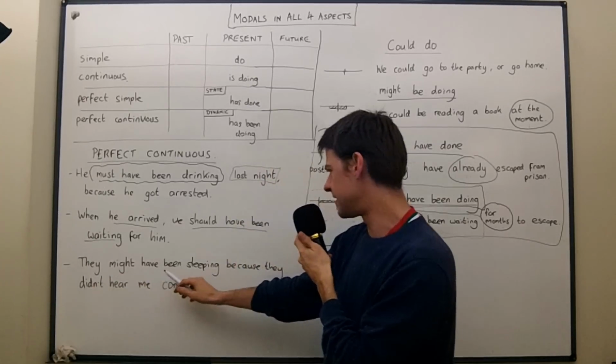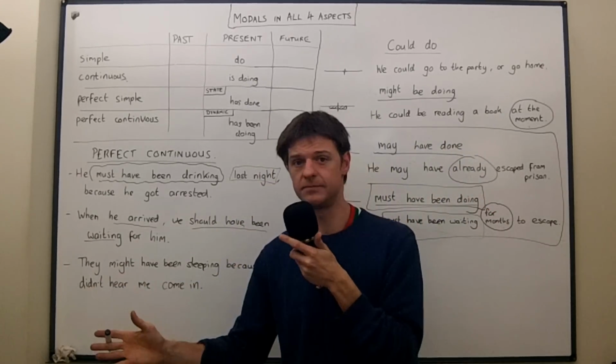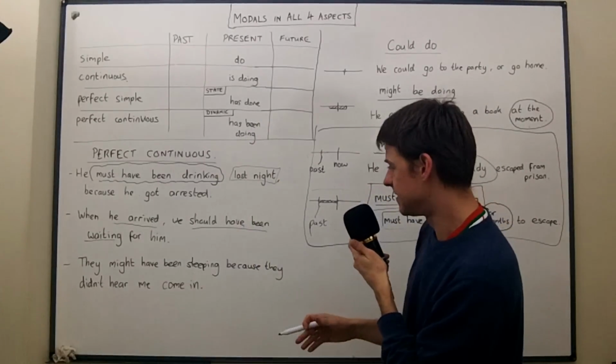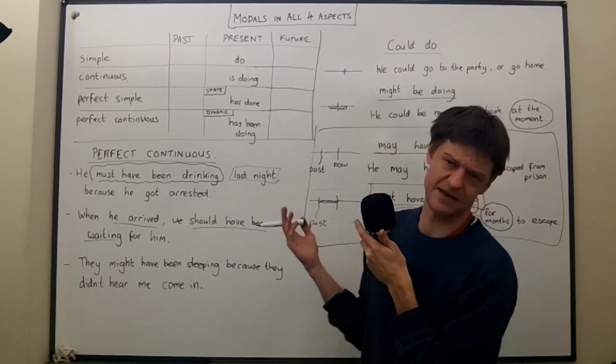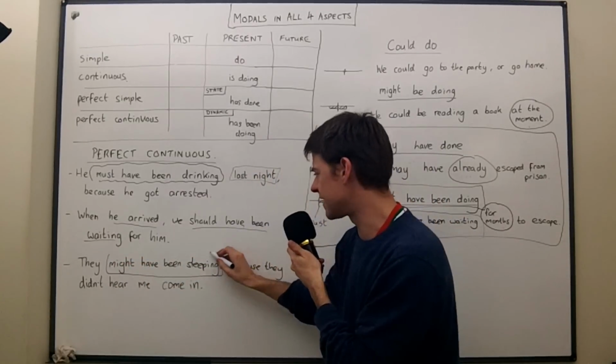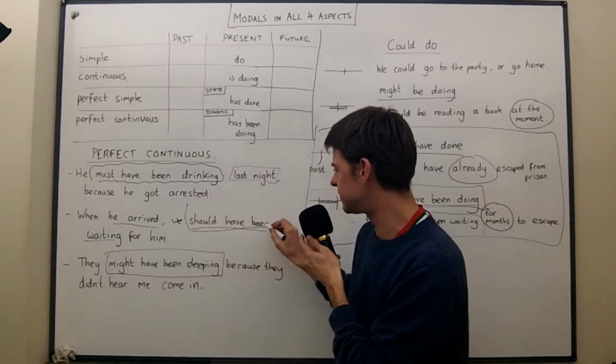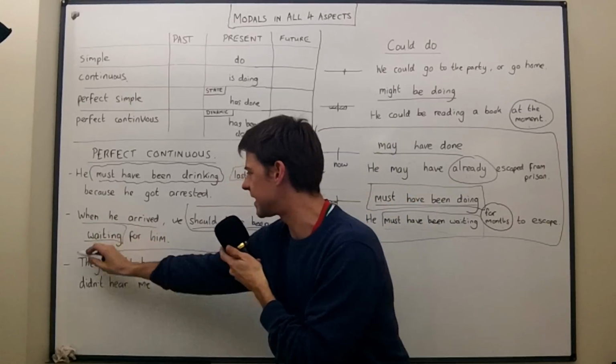Lastly, they might have been sleeping because they didn't hear me when I came home. Yeah, perhaps your friends were at home, but they might have been sleeping because they didn't hear me when I came home. And so again, you're talking about that they were in the middle of sleeping, and so you really must use this continuous form which we keep seeing.